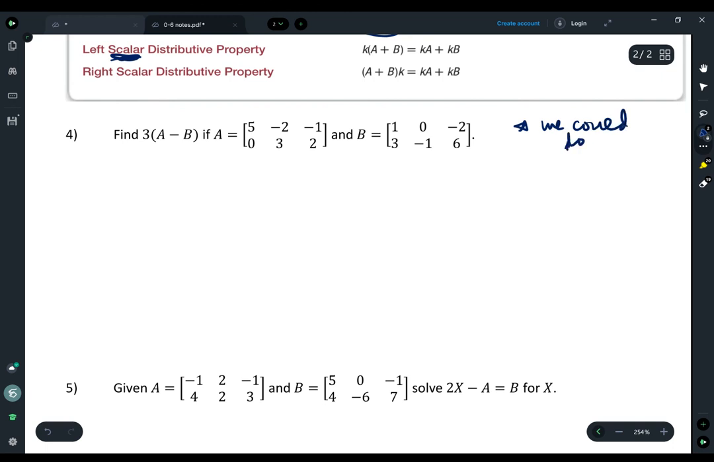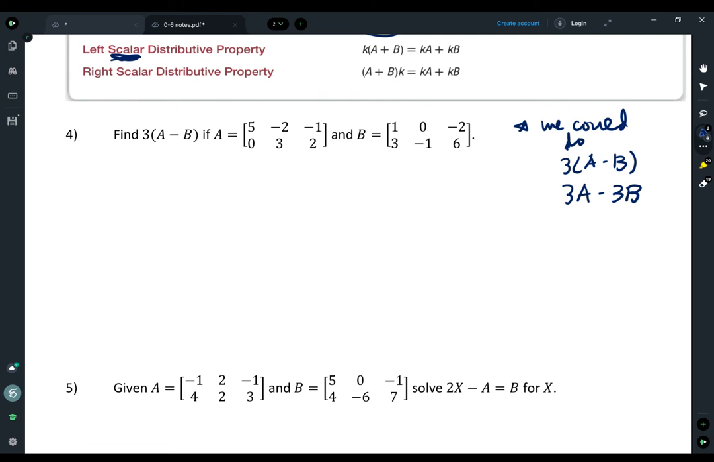We could do 3 times A minus B is 3A minus 3B, but that's going to be more math problems, right? It's equivalent, but it's not necessarily more efficient. So I'm going to just do these in the order of operations instead. So I'm going to subtract first and then multiply. And the reason I'm going to do that is because if I subtract first, that's one math problem. Multiplying is a second math problem.